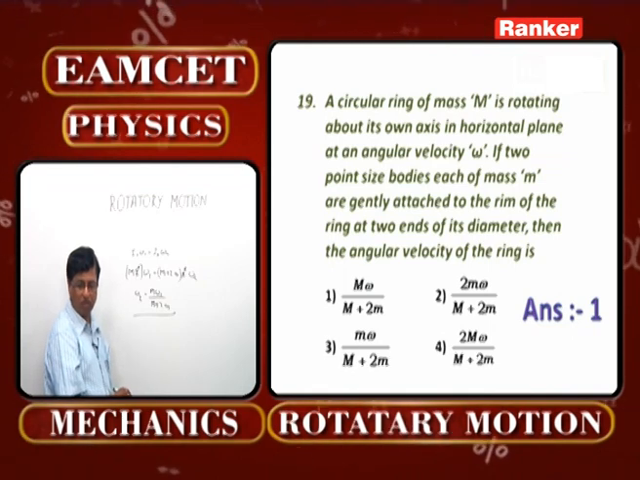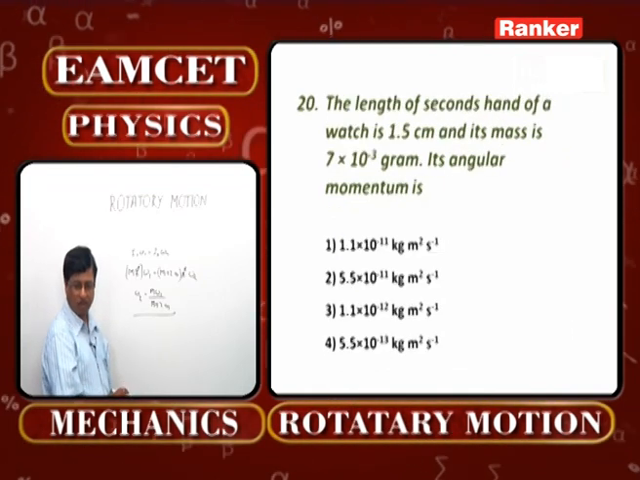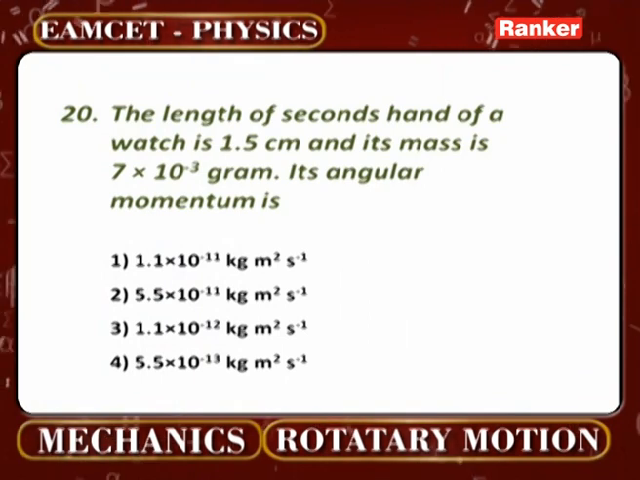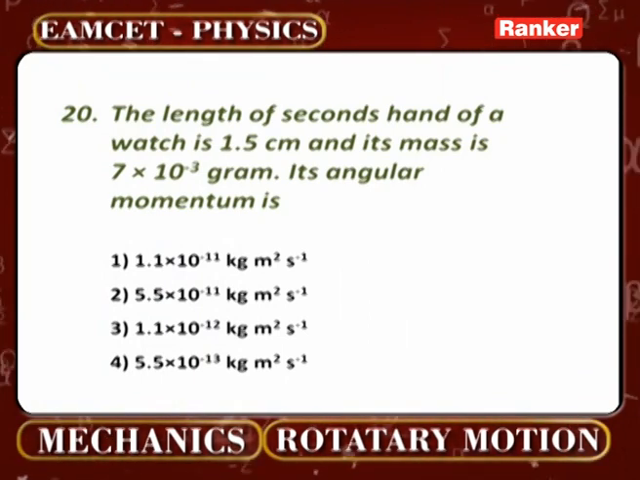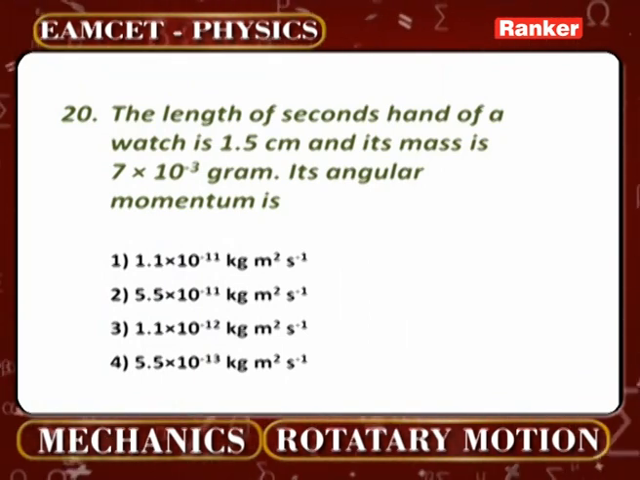Now look at the next number, problem number 20. The length of the seconds hand of a watch is 1.5 centimeter and its mass is 7 into 10 to the power minus 3 gram.